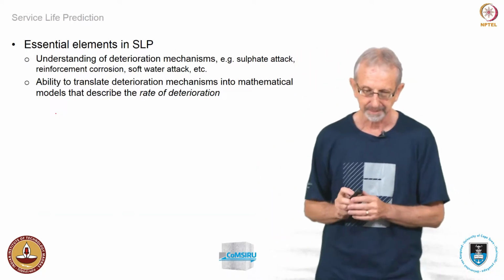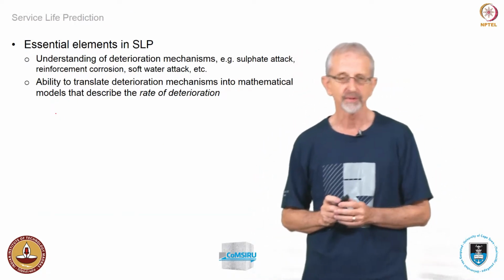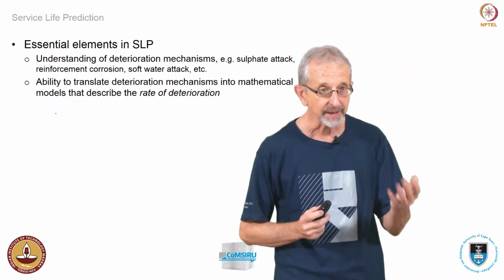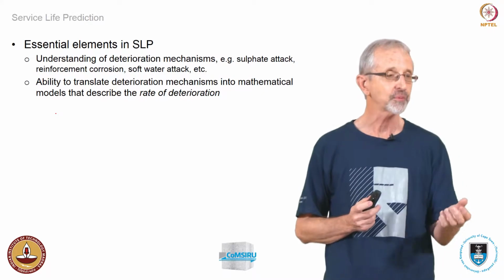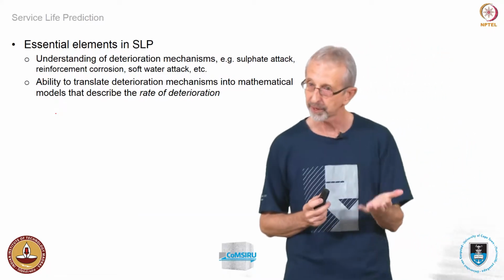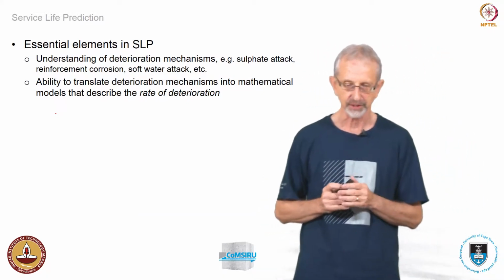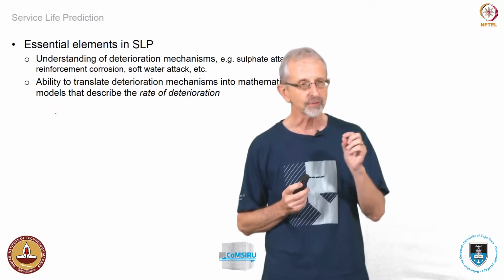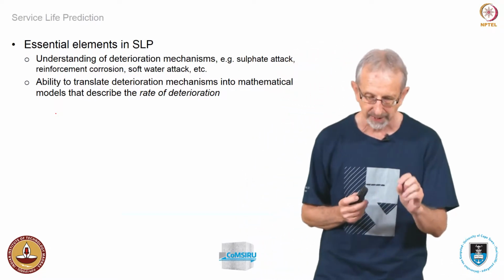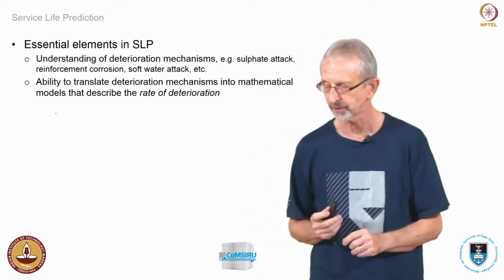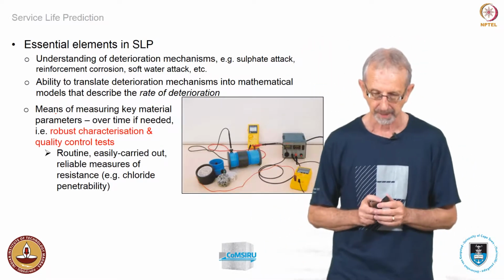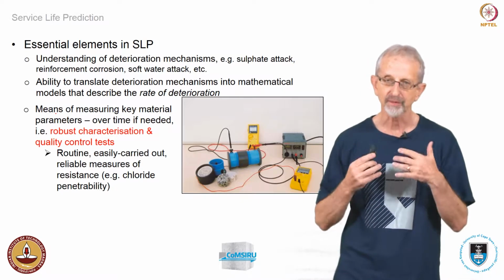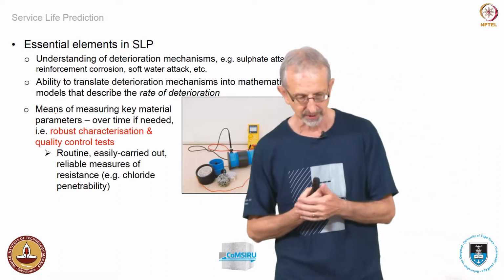Difficult to do there. The essential elements in service life prediction are this understanding of deterioration mechanisms. Are we dealing with sulfate attack? Are we dealing with reinforcement corrosion? Are we dealing with soft water attack or whatever? So we have to understand deterioration. And the ability to translate those deterioration mechanisms into some kind of rate equations, mathematical models that allow us to predict things. And then, as we've indicated, ways of actually measuring material parameters.